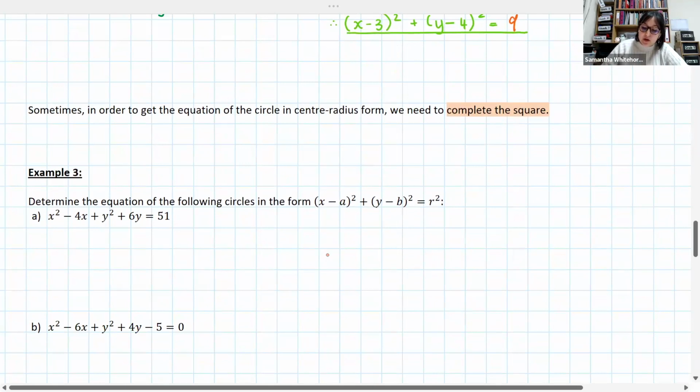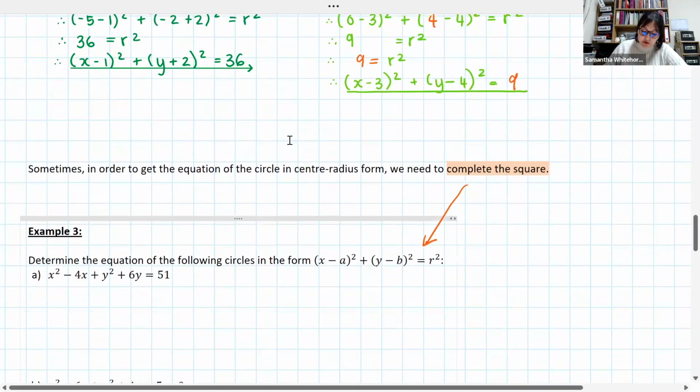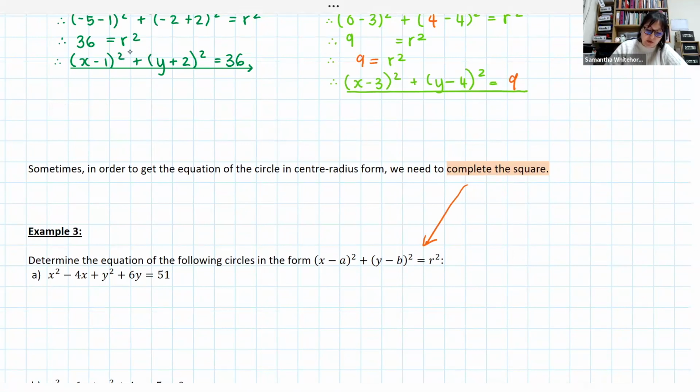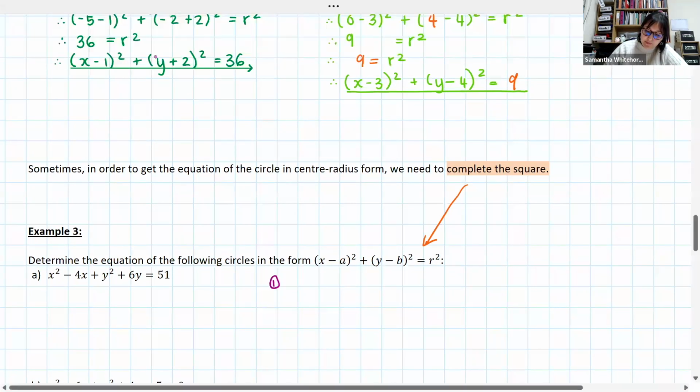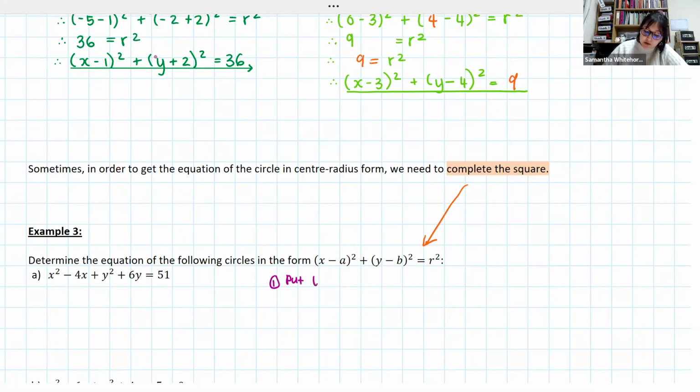Like I say, sometimes we want the center-radius form, and so to do that, we have to complete the square. So it says determine the equation of the following circles in the center-radius form. So if we have a look at this first example, we've got x squared minus 4x plus y squared plus 6y equals 51. So the first thing that we always want to do is put the constant on the right-hand side. Now, in this case, that's already done for us. 51 is already on the right-hand side.